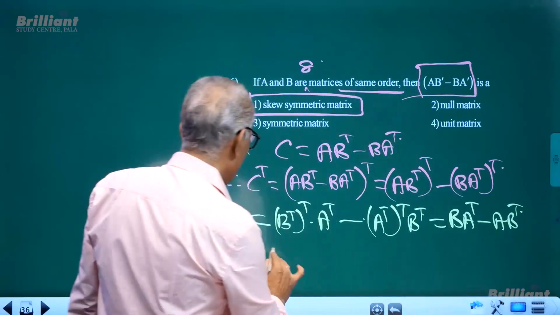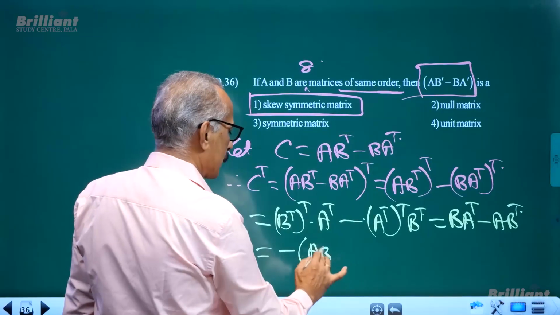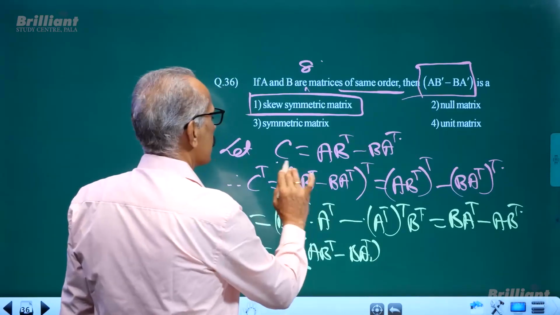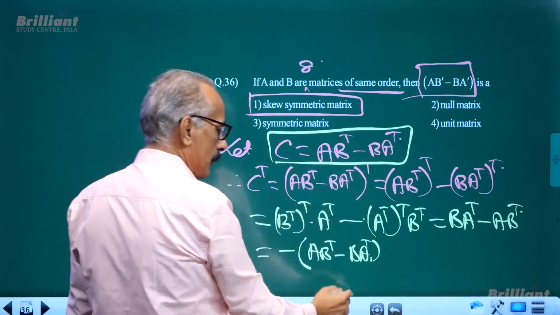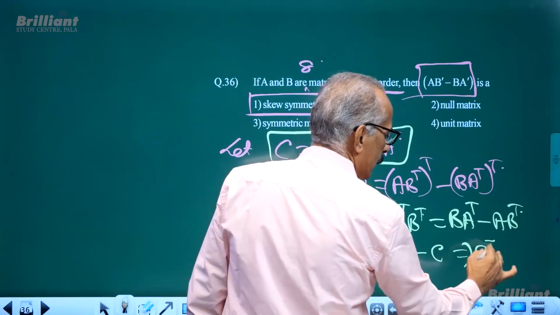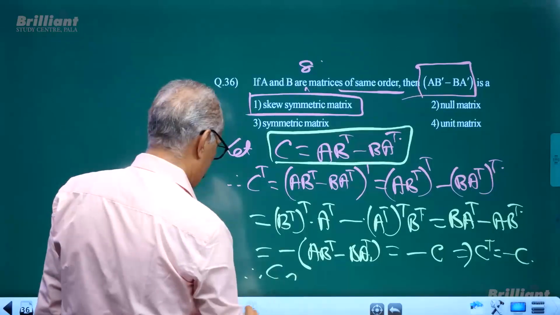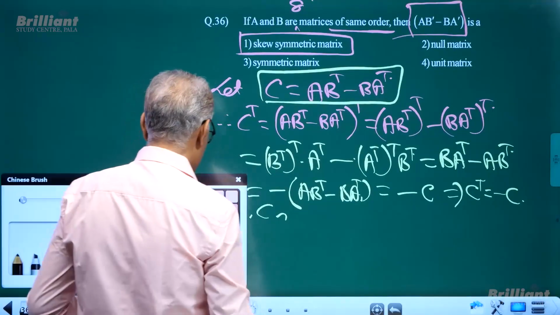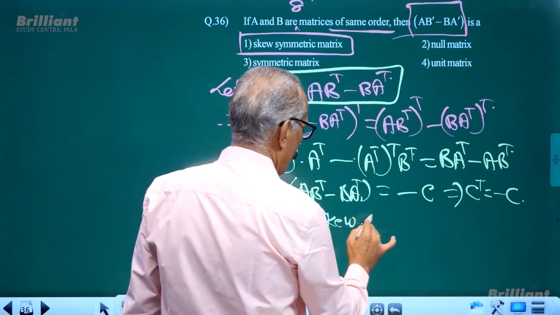Okay. Now let me take a minus sign out. Minus if I take, it will become AB transpose minus BA transpose. Look at what is this C. Your C is AB transpose minus BA transpose. So this is minus C. What have we got now? That means C transpose is equal to minus C. Therefore, C is skew symmetric. Therefore, your C is skew symmetric.